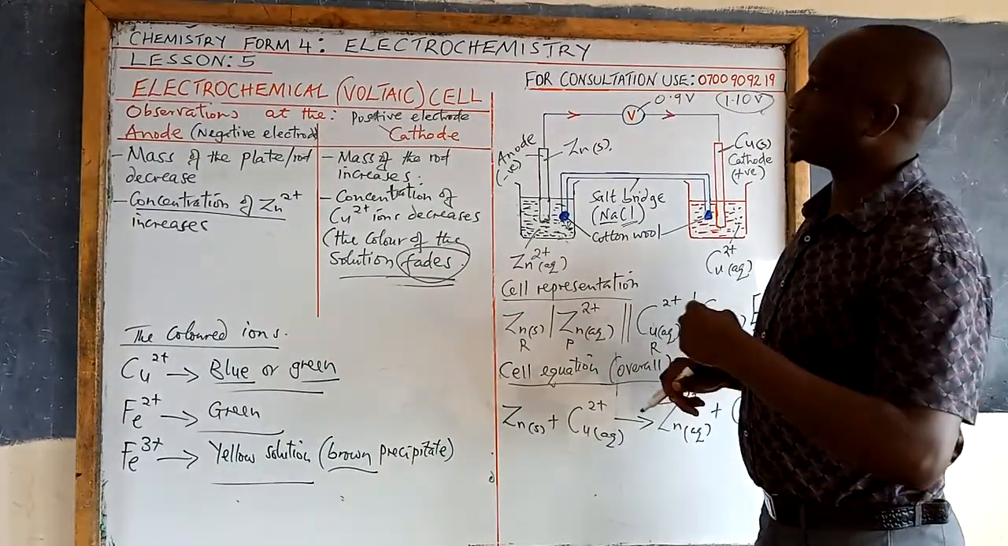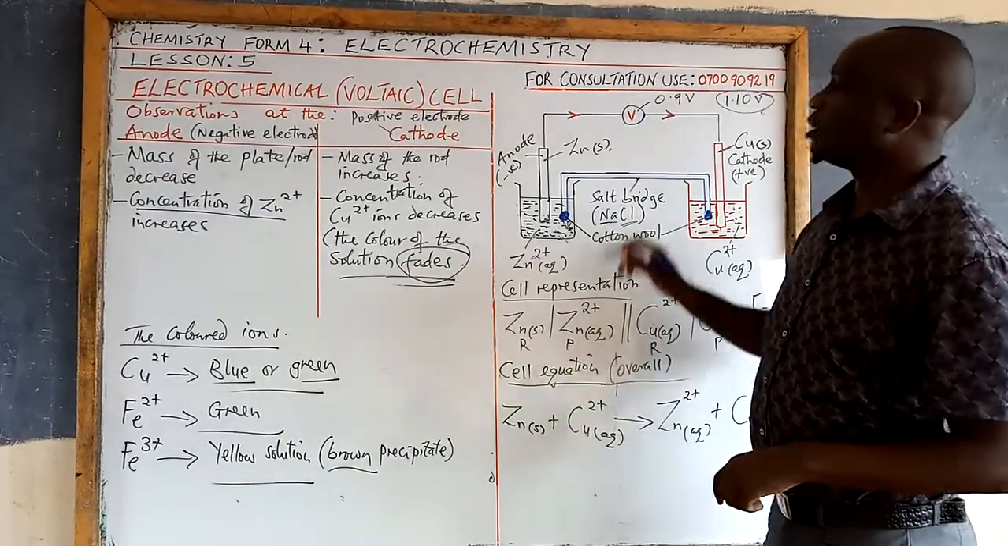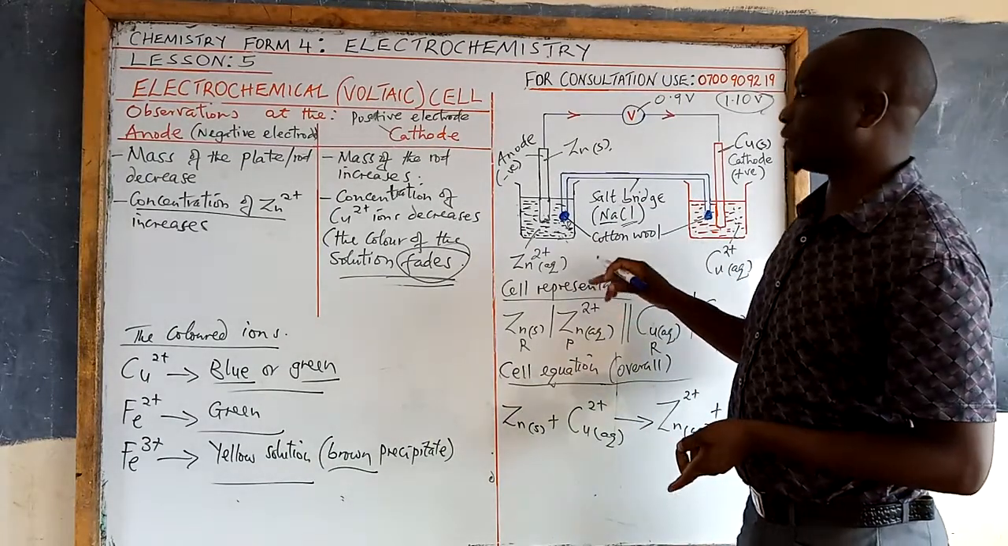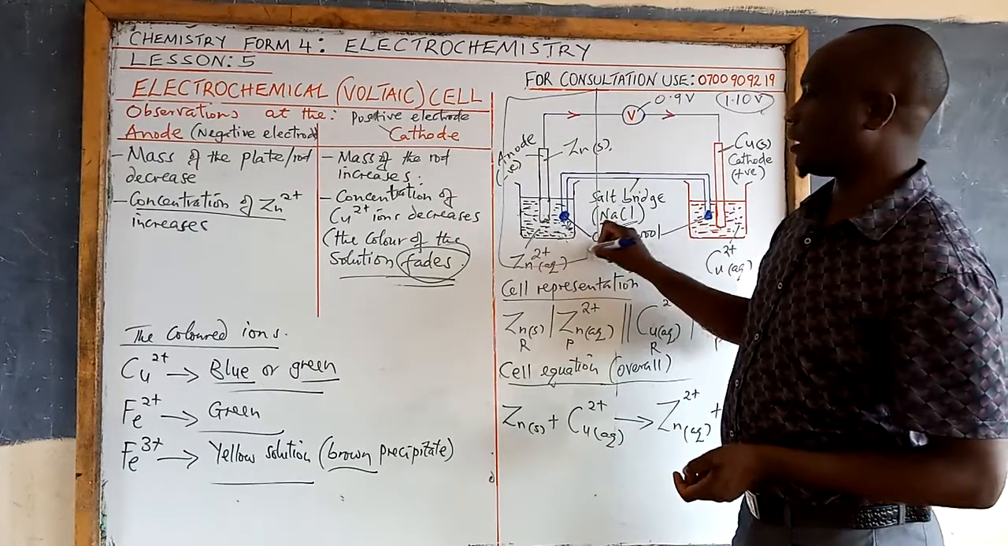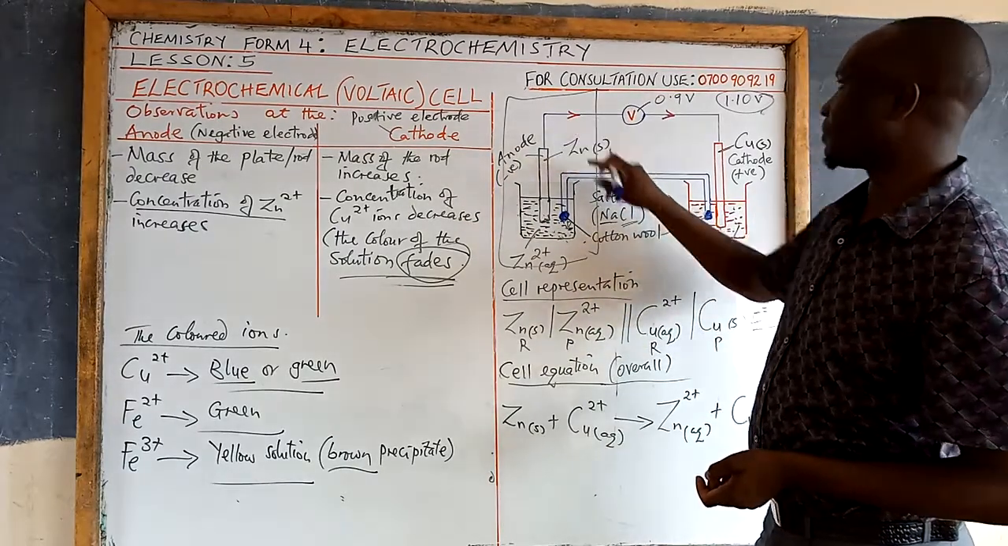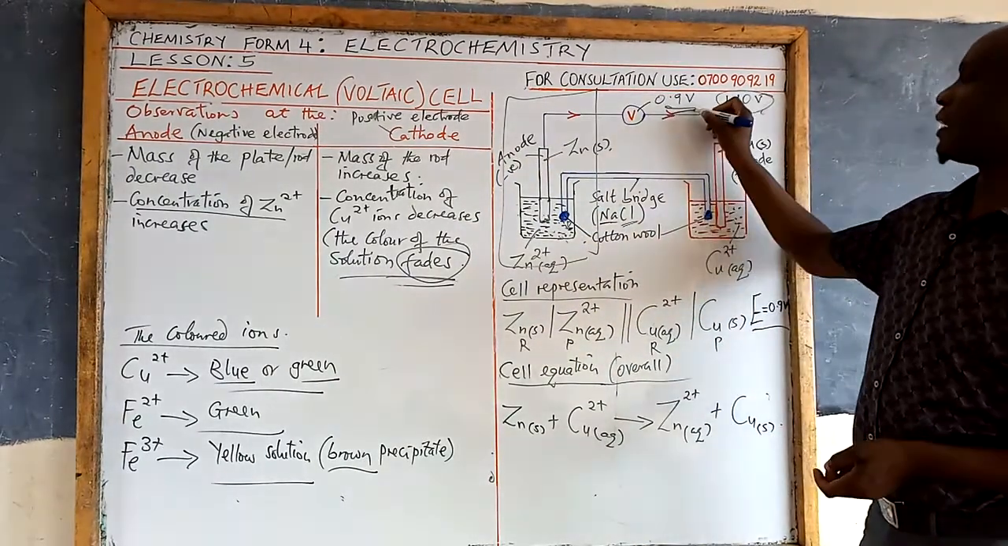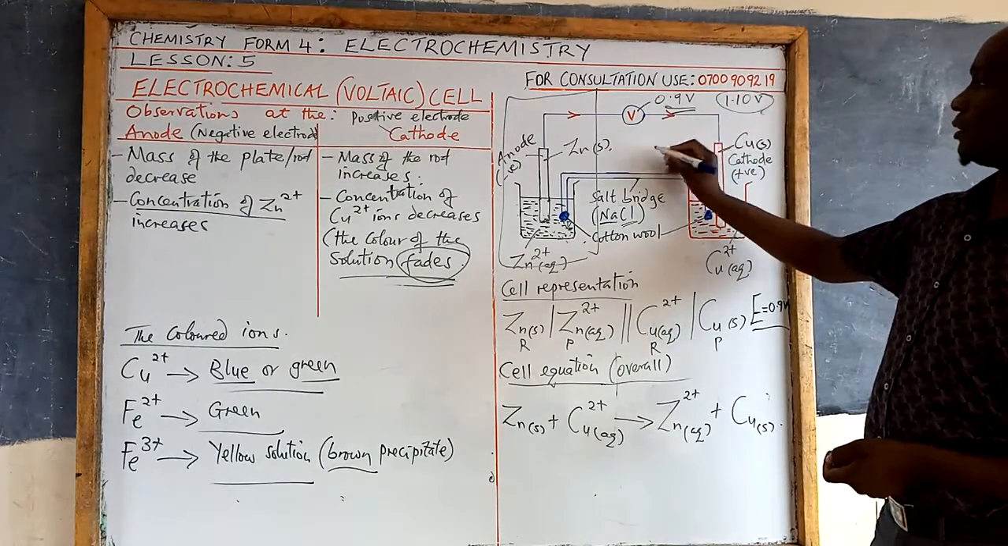Then finally, in the next lesson, our lesson number 6, we shall discuss the standard electrode potential. Now, if we remove one of these half cells and then we use the standard hydrogen half cell, the value that you obtain here, that value is called the standard electrode potential.